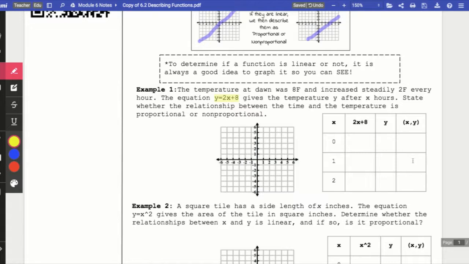It gives the temperature y. So y represents the temperature after x hours. We're going to state whether the relationship between the time and the temperature is proportional or non-proportional. So we know it's linear. We just need to determine if it's proportional or non-proportional.